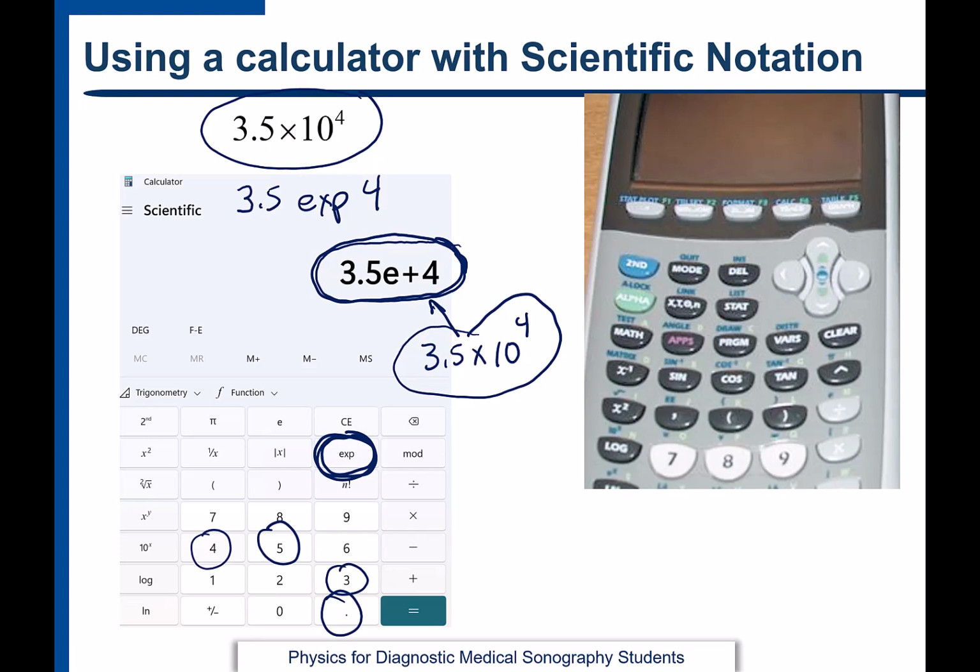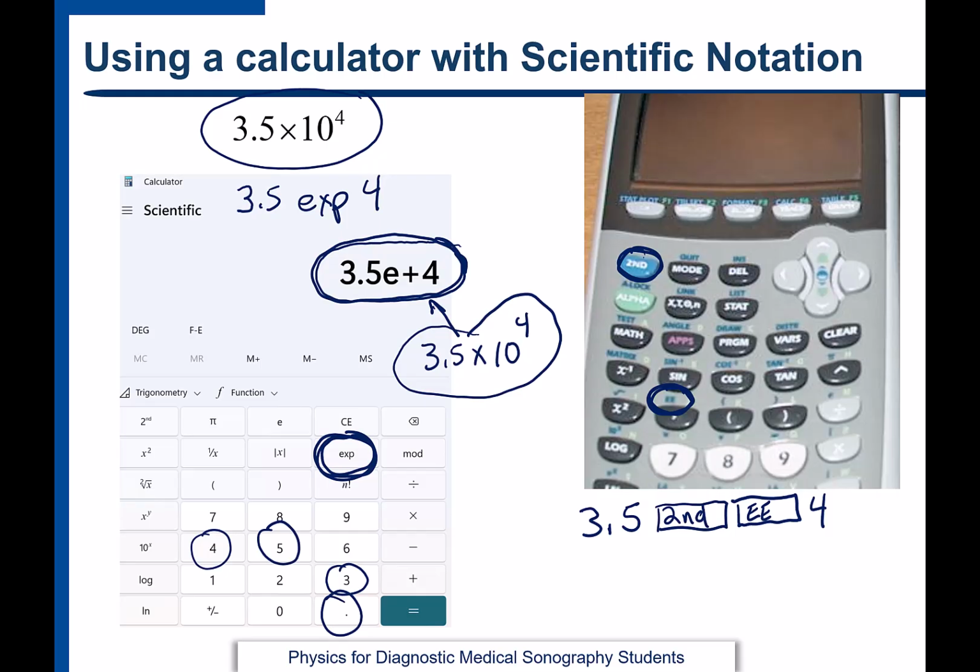Now, how do we do it on a TI-83 or a TI-84? The key button here is the EE button, and you'll notice that it's a second function. So if I want to put 3.5 times 10 to the fourth into my TI calculator, I enter 3.5, I hit the second button, then I hit the EE button, and then I put in the exponent.